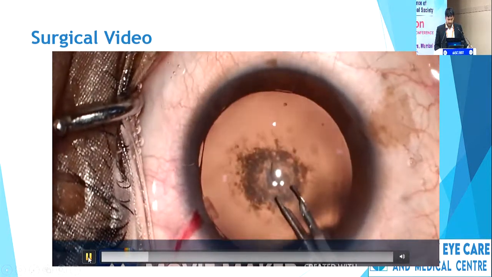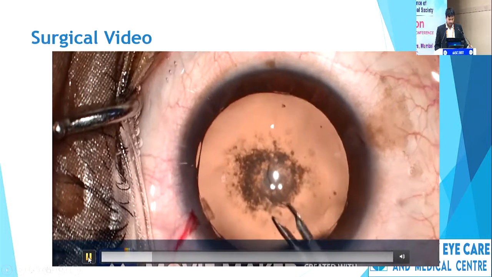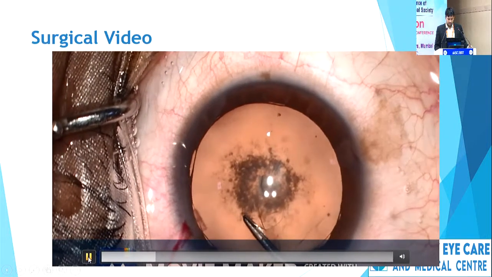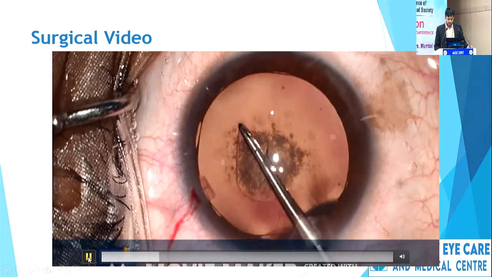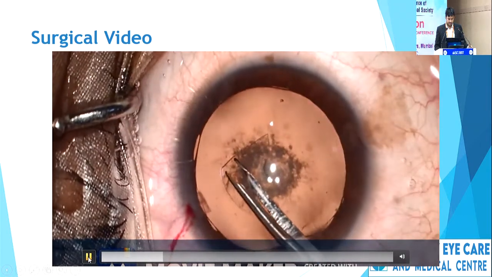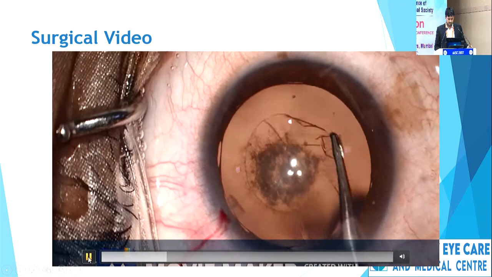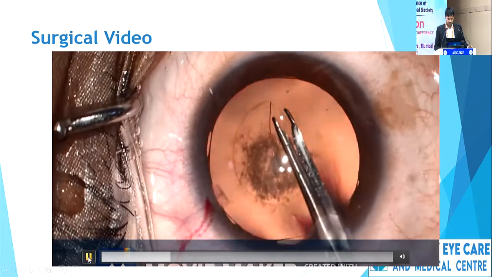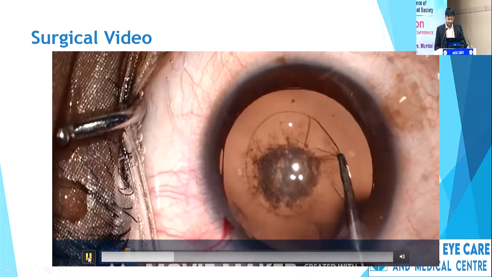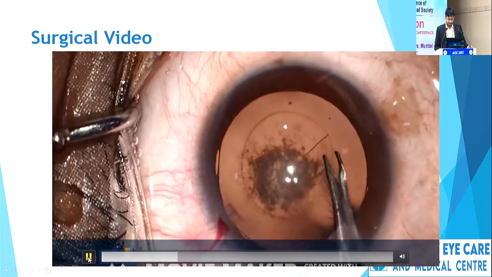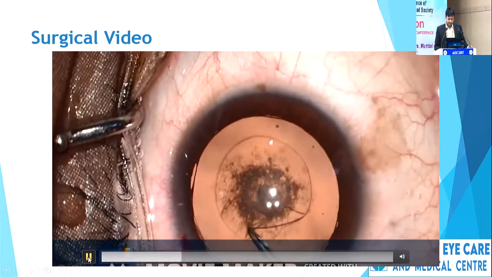The rhexis part has to be very gradual. You have to be patient and slow. You can always take the pupillary margin as the guide. Use the microscope lights toward centration. It has to be a circular, continuous and well-centered rhexis.